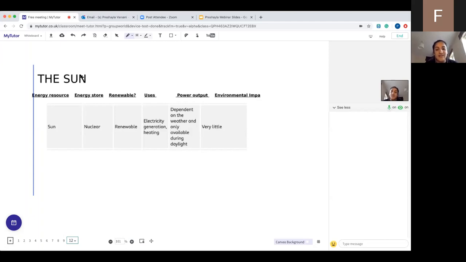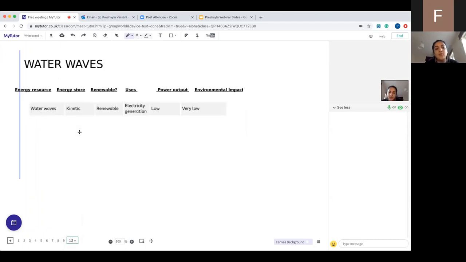So for that reason, it is not very commonly used in dark, cold countries, so for example England, but is more used in hotter countries which have daylight for longer, and therefore is not so reliable because we just don't know what the weather's going to be like, especially now with global warming. The environmental impact is very little, however, so that is a pro.